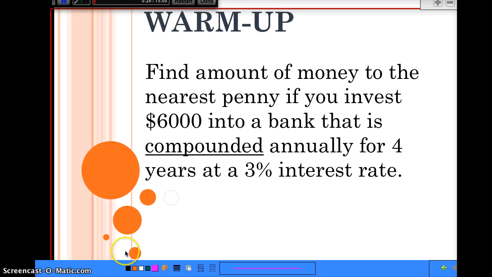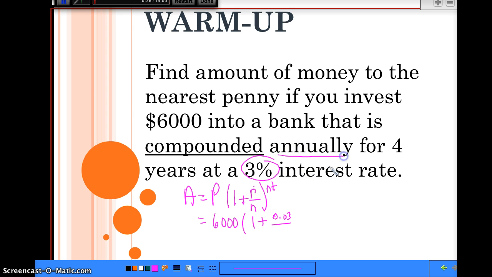The formula tells you that A is equal to the principal times 1 plus r divided by n, raised to the n times t. The principal is the amount of money you're borrowing or investing, which is $6,000, and then it's 1 plus the rate. Make sure you change that percent to a decimal, so it'd be 0.03. The n is how many times you're going to compound it in a year, and it says it's going to do it annually, so that's 1, raised to the 1 times t, the number of years, which would be 4.